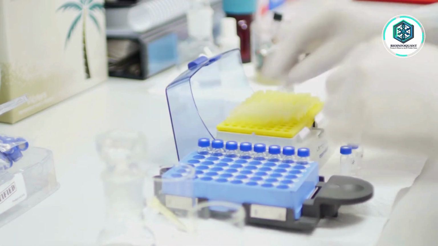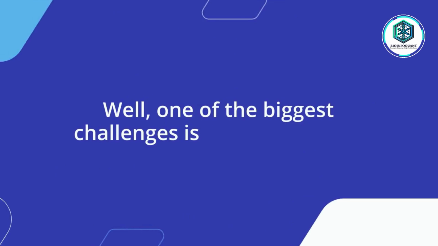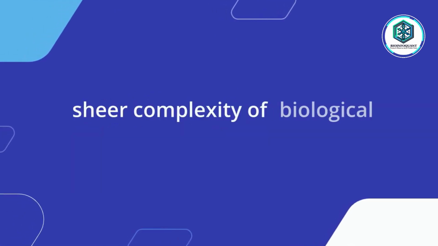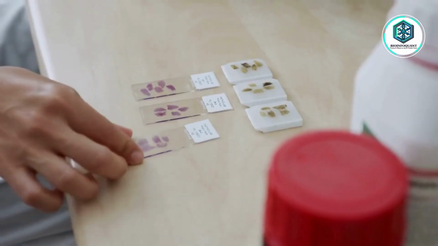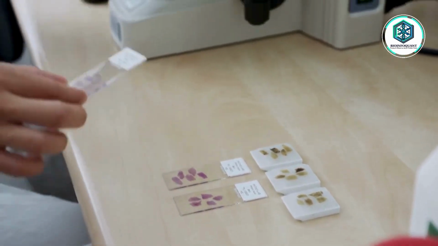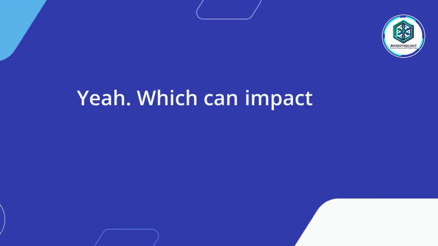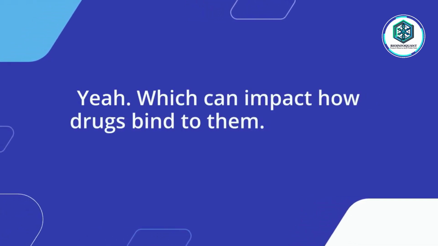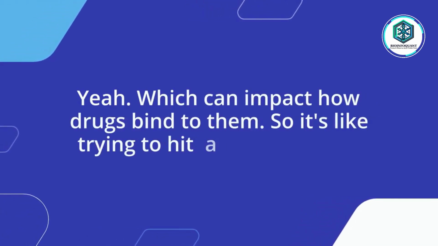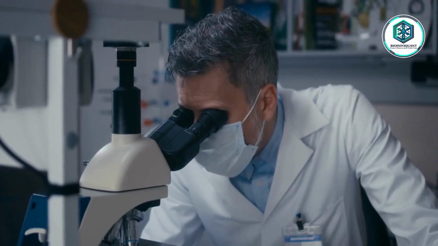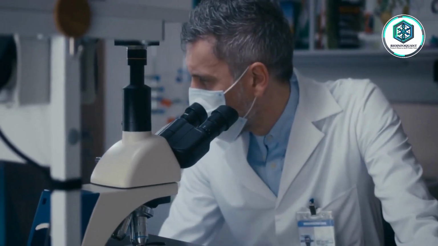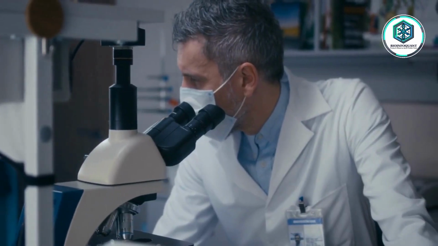Well, one of the biggest challenges is dealing with the sheer complexity of biological systems. Proteins are not static entities. They're constantly moving and changing shape, which can impact how drugs bind to them. So it's like trying to hit a moving target. That's a good analogy. How do scientists account for this dynamic nature of proteins in their CADD models?